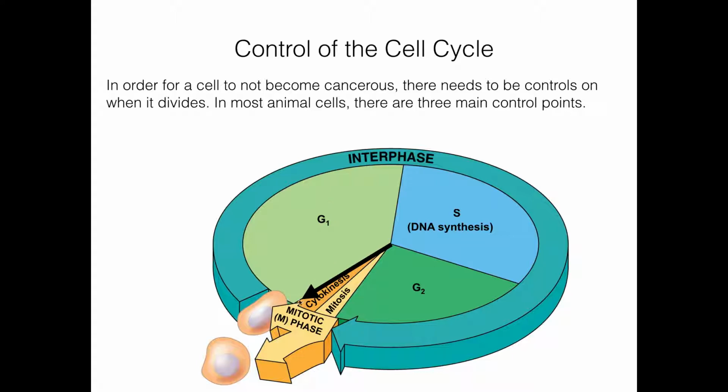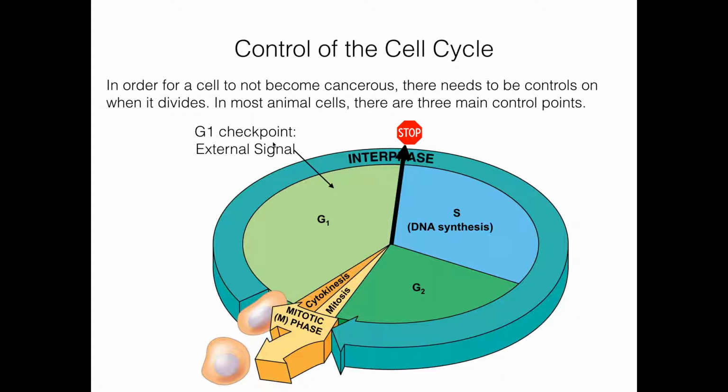So there are control points in the cell cycle. And in most animal cells, there are three main control points. See this arrow here? This is pointing to where in the cell cycle we are. So we're starting off with a fresh cell. It just divided. We have a new daughter cell right from a mitotic split, and it's going to go through G1.